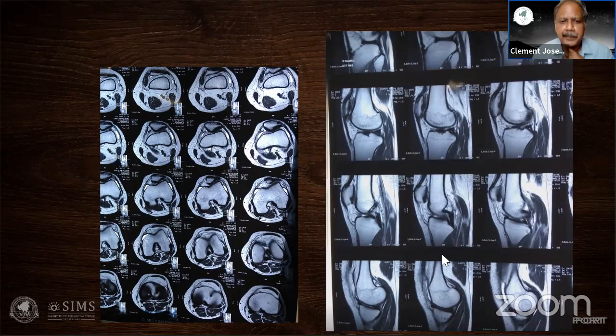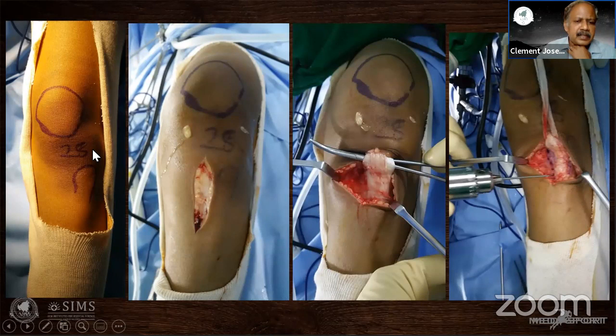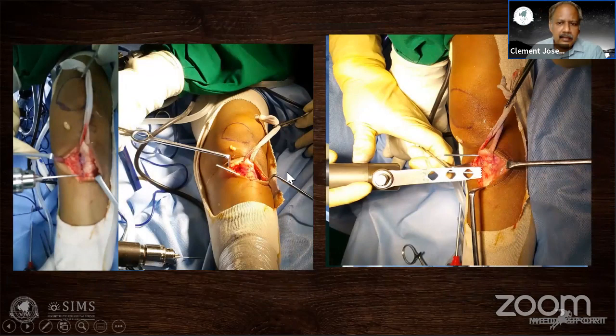So we went ahead and did MPFL reconstruction along with the tibial tuberosity. These are the steps. Longitudinal incision here, identify the patellar tendon, and we have to elevate nearly 6 to 7 centimeters of the tibial tuberosity. And you have to put wires, parallel wires, to guide your osteotomy and also guide your angle of osteotomy. And here we go, osteotomy.